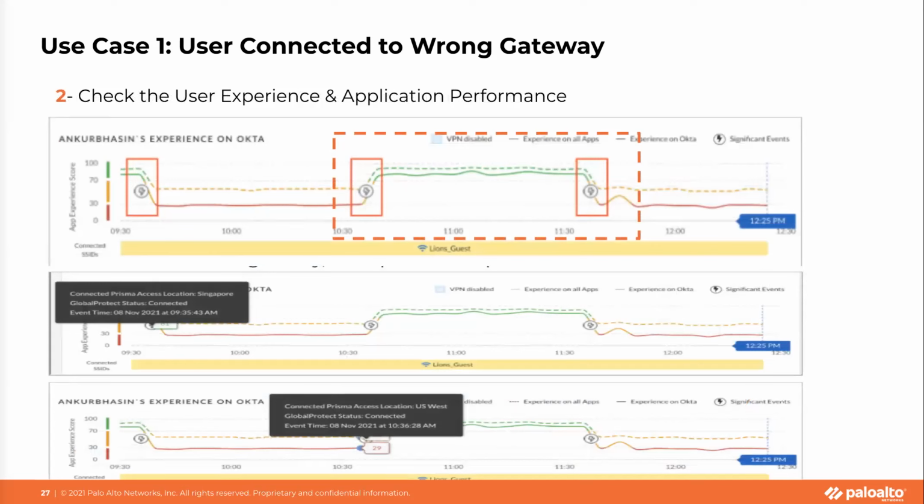To further confirm, we click on the user's name and it will open up a dashboard for this user's experience in a particular application. You can see his application experience trend shows his application performance rising and falling. The trend chart also has a lightning bolt indicator, which shows the changes in the connection status. So we can clearly see that when this user is connected to the Prisma Access Singapore gateway, his application performance experience degrades. And when he is connected back to the US gateway, his experience improves. And you can see here.